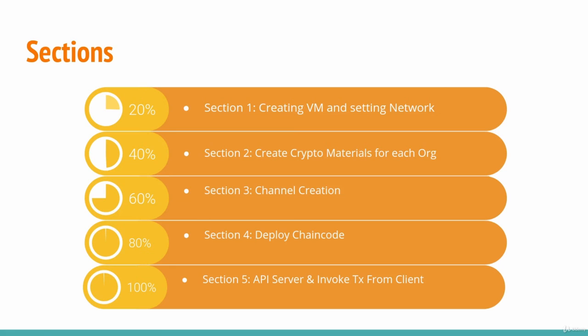In section 4 we will deploy the chain code, and we will again be doing the same steps on each and every virtual machine. And finally, on virtual machine 1 we will create an API server, and the purpose of this API server is invoking the transaction from the Postman client and directly interacting with the blockchain network. So that would be the purpose of having an API server dedicated to organization 1. We will be interacting with the blockchain network on behalf of organization 1 as a user. And these are the 5 main sections we are going to cover in this course.